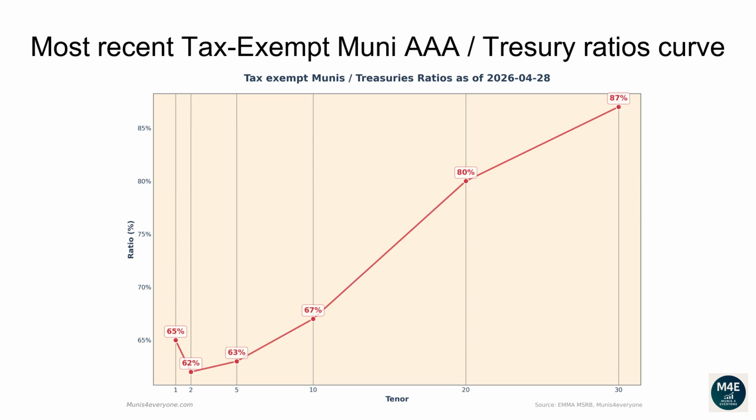The current one-year ratio is 65%. The 2 years ratio is 62%. The 5 years ratio is 63%. The 10 years ratio is 67%. The 20 years ratio is 80%. The 30 years ratio is 87%.